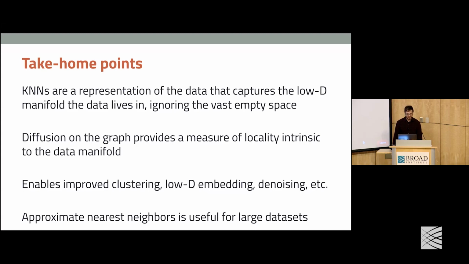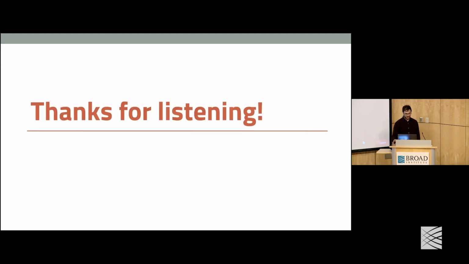We use k-nearest neighbor graphs as a representation of the data that's able to capture a low-dimensional manifold that the data lives in, ignoring the truly vast empty space in a data set like MNIST. And we use diffusion on the graph to provide a measure of locality that's intrinsic to the data manifold rather than the ambient high-dimensional space. And this enables improved clustering, low-dimensional embedding, denoising, a whole variety of applications. And approximate nearest neighbors is useful for large data sets when we can't exactly compute the k-nearest neighbor graph. So thanks so much for listening.